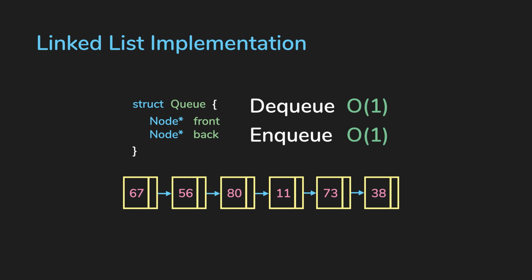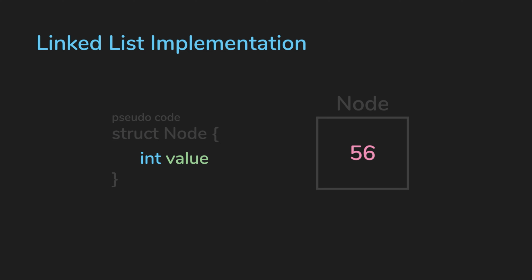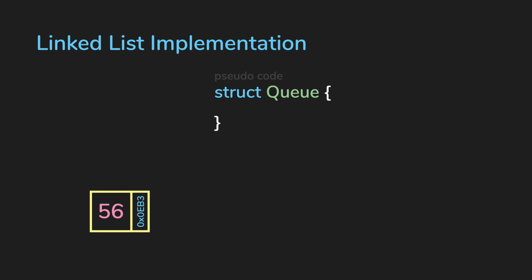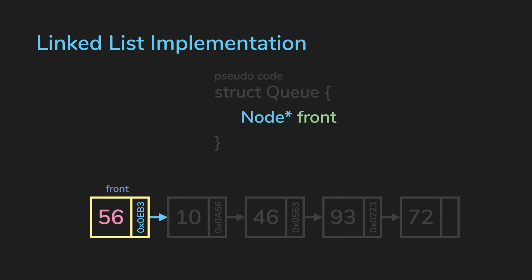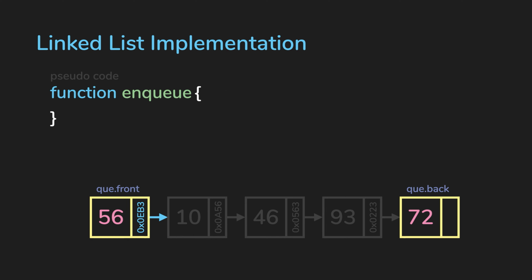Let's see how we can implement it with code. We will first need a node structure that has a value and a pointer to the next node. And the queue structure will have a pointer to the front node and the back node so that we can enqueue and dequeue in constant time. Great, let's go and implement enqueue.